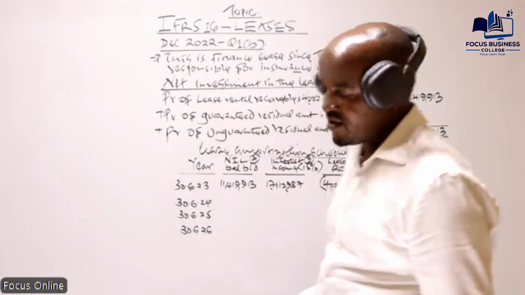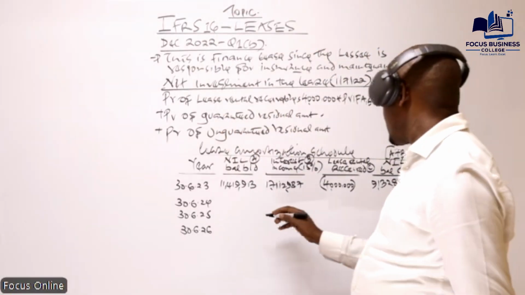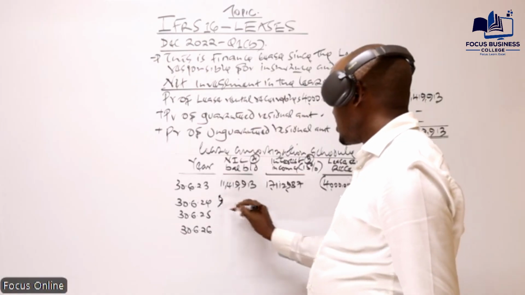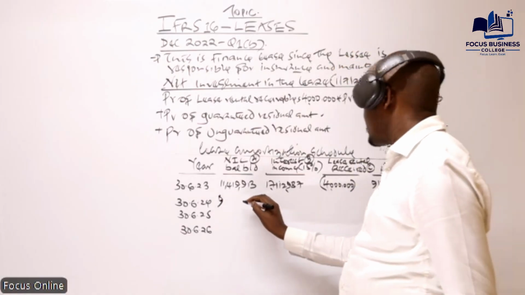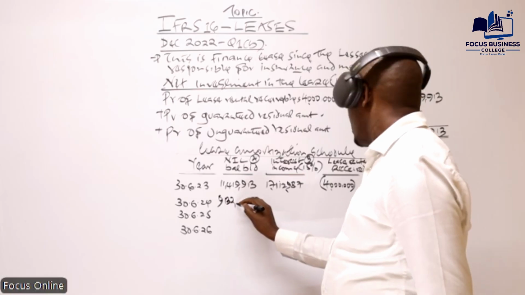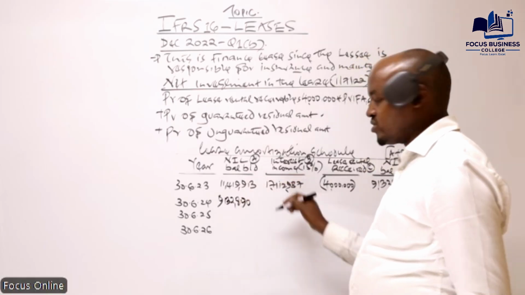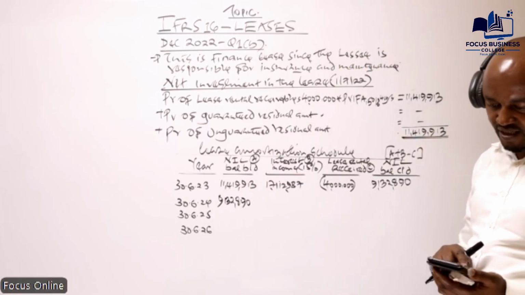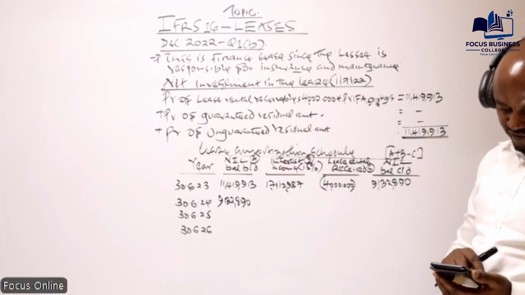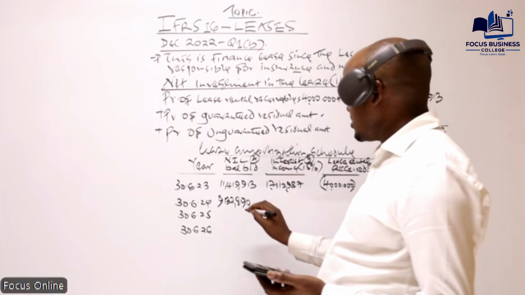Is that what you're getting? Okay. So then we move to the next year. This will be the opening balance here, 91.32,890. So what will be our interest? We get 15% of that, which will give us what? 1 million.